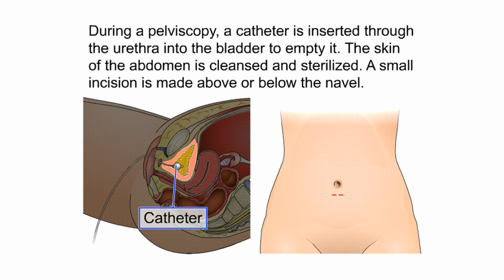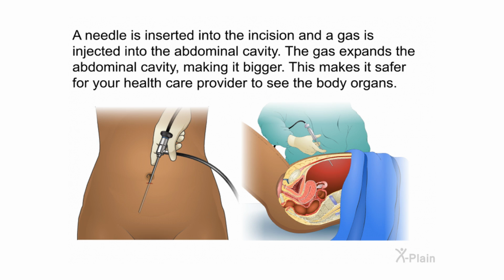During a pelviscopy, a catheter is inserted through the urethra into the bladder to empty it. The skin of the abdomen is cleansed and sterilized. A small incision is made above or below the navel. A needle is inserted into the incision and a gas is injected into the abdominal cavity. The gas expands the abdominal cavity, making it bigger. This makes it safer for your healthcare provider to see the body organs.